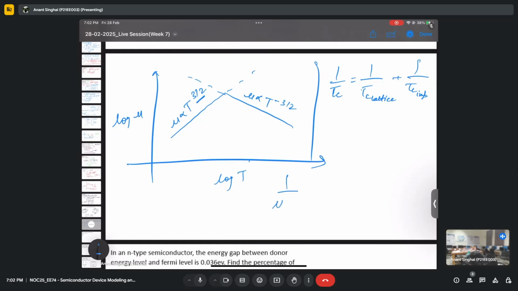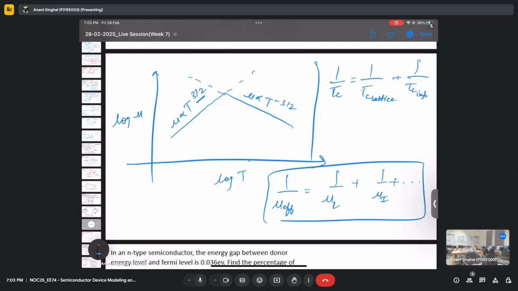And similarly, the mobility also. So 1 by effective mobility comes out to be 1 by mu L plus 1 by mu I, or whatever the n number of combinations we have. So if we have first or second mobility, the combination will be 1 by mu 1 plus 1 by mu 2.